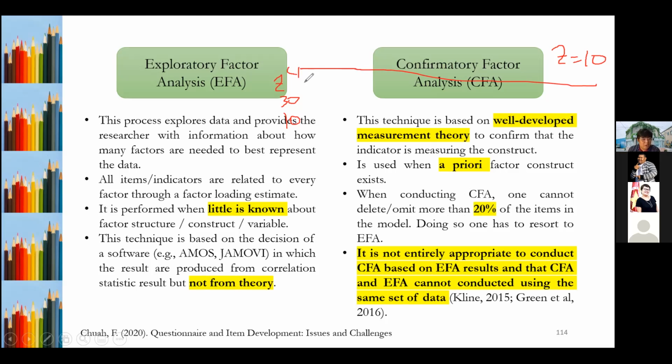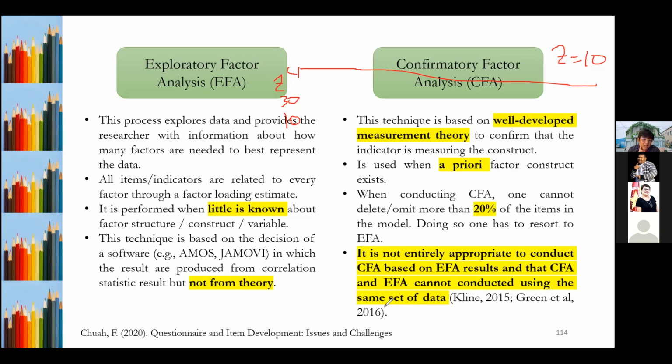That's the reason I mentioned that factor analysis is tedious. It is not easy because it is really rigorous, and at the same time, since you are creating a new measurement for a new construct, it is difficult because, as I mentioned, you need a minimum of 2 data collections. It is not entirely appropriate to conduct CFA based on EFA results, and CFA and EFA cannot be conducted using the same set of data. What does that mean?